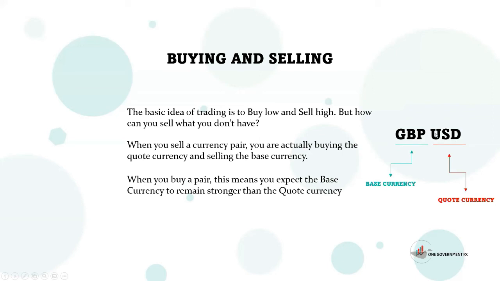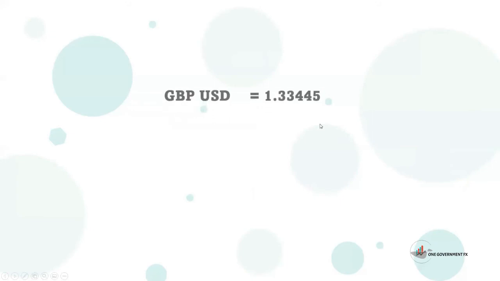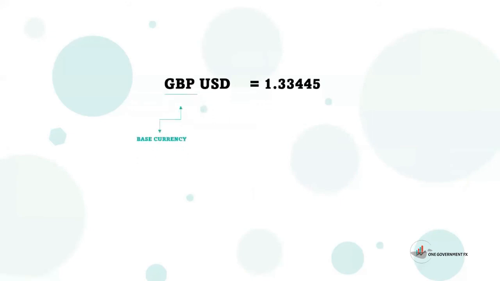We're looking for situations where we can determine how price is going to play. So will the pound be stronger than the dollar, or will the pound be weaker than the dollar? That's basically what we're looking at. So assuming we have GBP USD is equal to 1.33445. This is how the quotes appear on your trading platform.